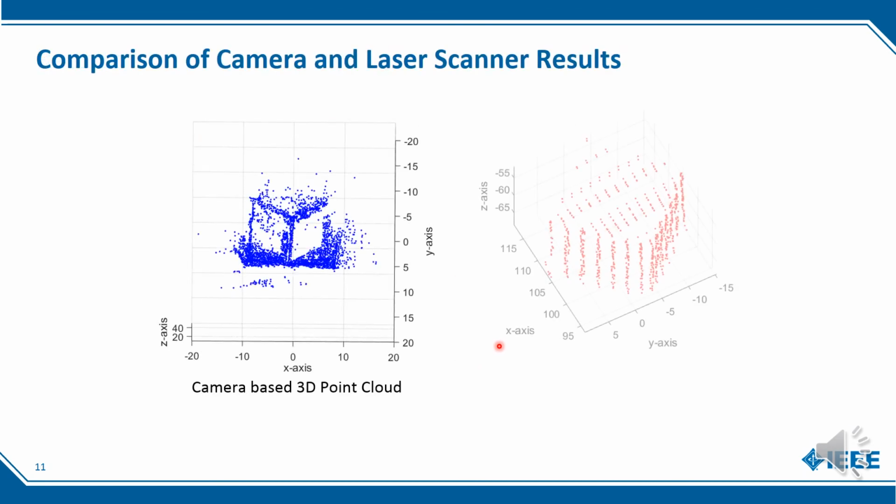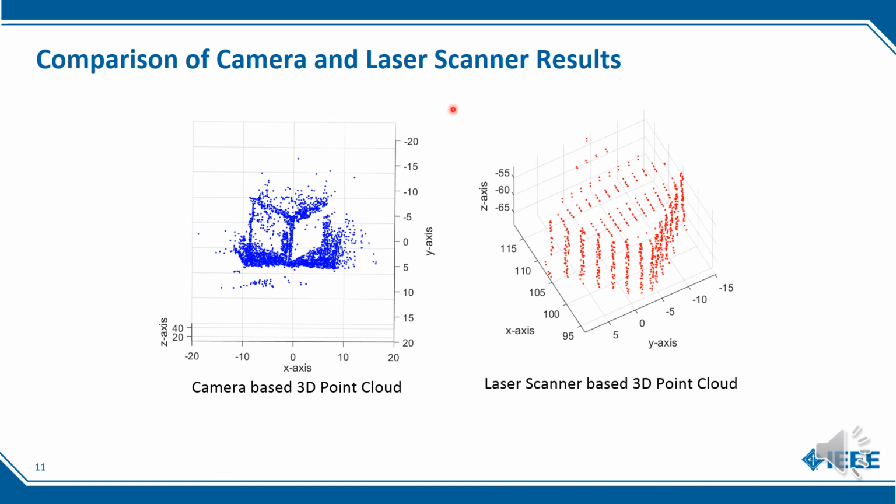Okay, now let's talk about the comparison of camera and laser scanner results. This figure shows the camera based 3D point cloud, whereas this figure demonstrates the laser scanner based 3D point cloud. It can be seen from this figure that there are some outliers in the laser scanner based 3D point cloud, and it is more prone to error. On the other hand, the camera based 3D point cloud shows minimum outliers, and it provides reasonable 3D points to enhance the accuracy of the 3D model.